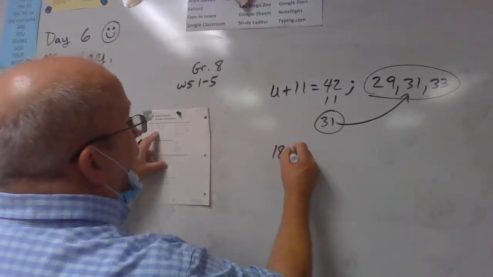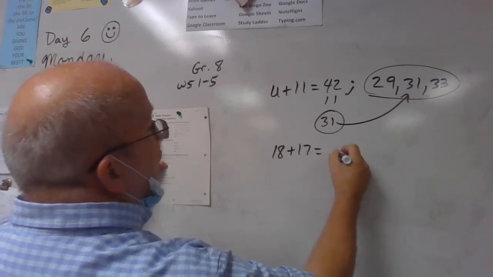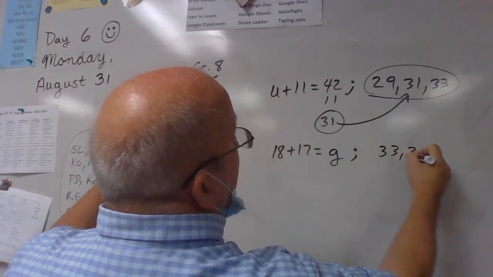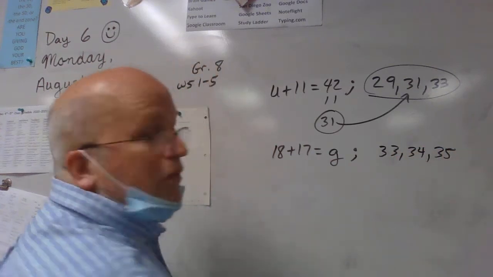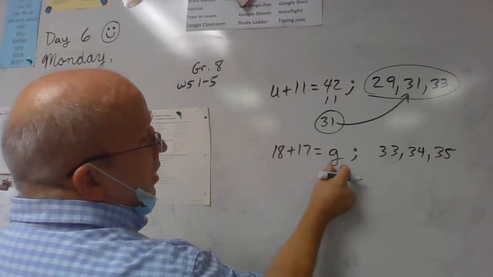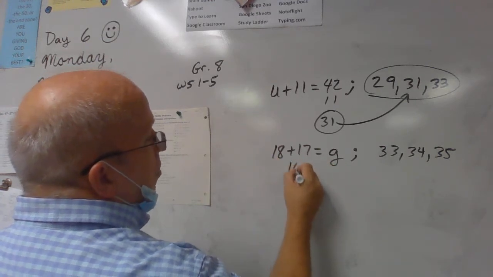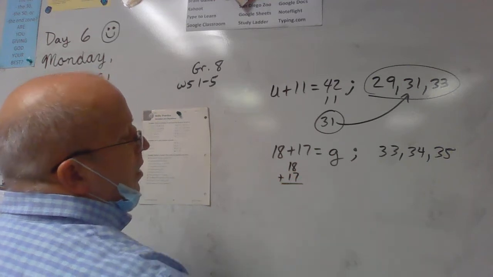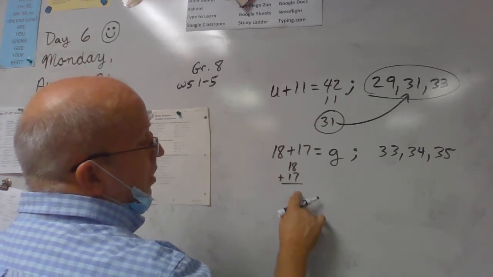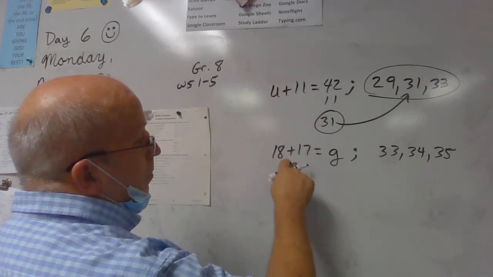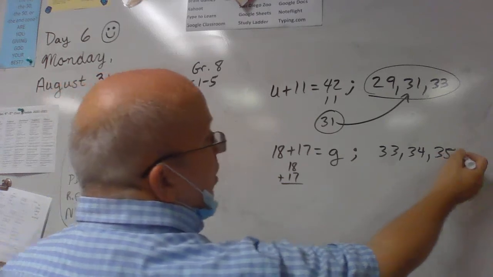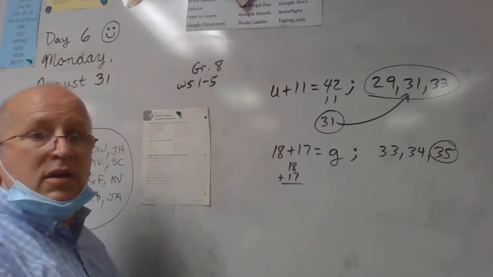How about this one? 18 plus 17 equals g, and our choices of answers are 33, 34, and 35 this time. Well, this time the 2 numbers are on one side and the variables on the other. So can we solve that mentally? 8 plus 7 is 15. Put down a 5, carry a 1. 1 plus 1 plus 1 is a 3, so we've got 5 and 3, or 3 and 5. Sounds like 35 is the answer.